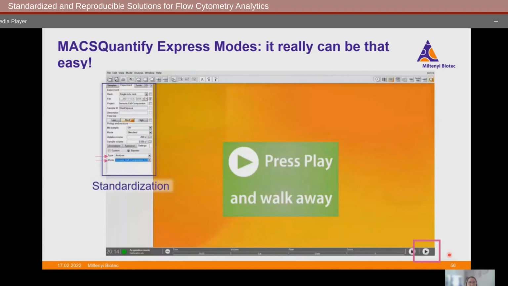So MaxQuantify Express modes really can be as simple as press and play. The way it looks on our instruments is you're basically just enabling the type of acquisition that you're doing. So here analysis, and then the mode. So you're choosing the particular express mode, which I'll get into the different types we have in a bit. So super easy and standardized right here. And then all you're doing is pressing play and walking away.